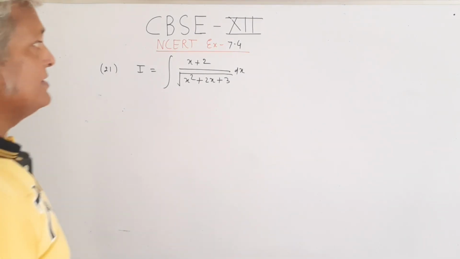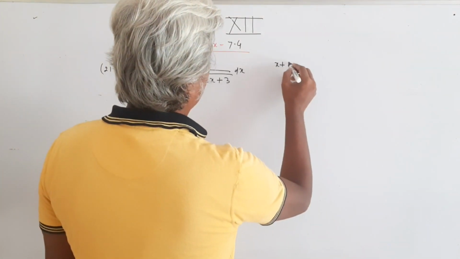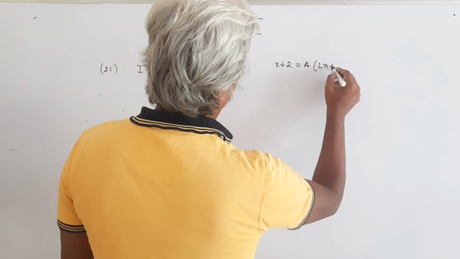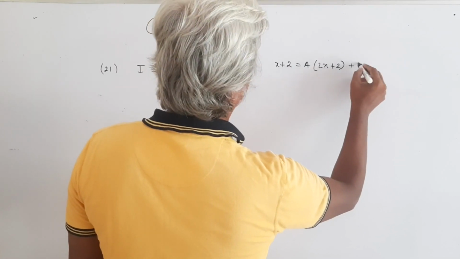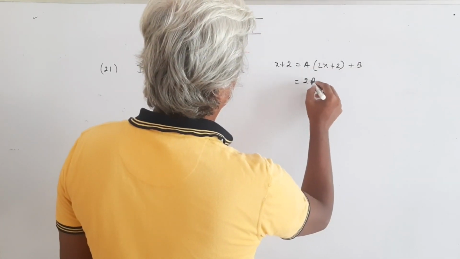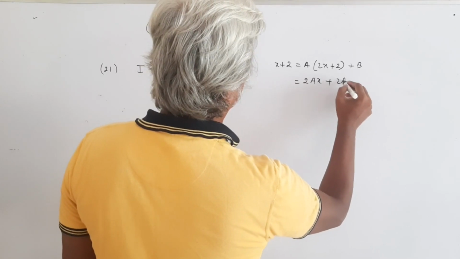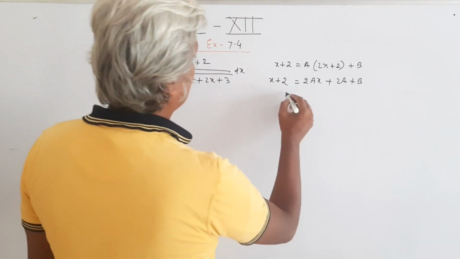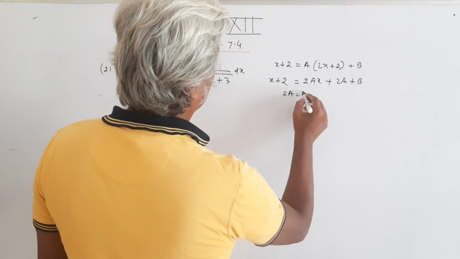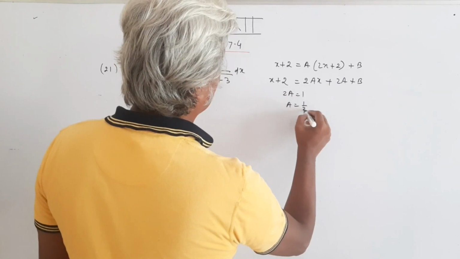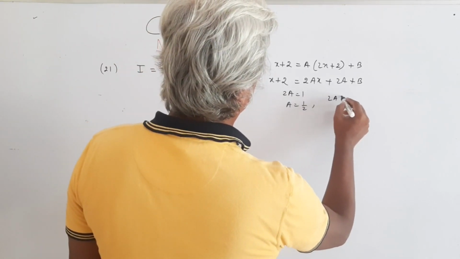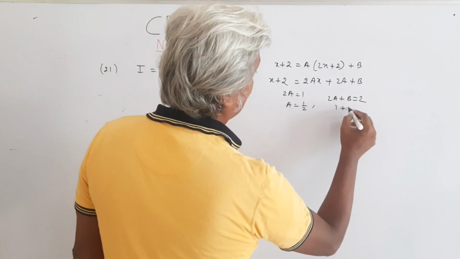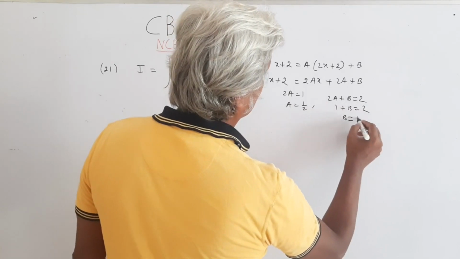So now if you differentiate this, you see that, like in the examination, they ask you to write this in this form: x plus 2 as a times differentiation of this, that is 2x plus 2, plus b. So 2ax plus 2a plus b, that is x plus 2. So 2a is 1 and a is half, and 2a plus b equal to 2, but 2a is 1, so 1 plus b is 2, therefore b is also 1.